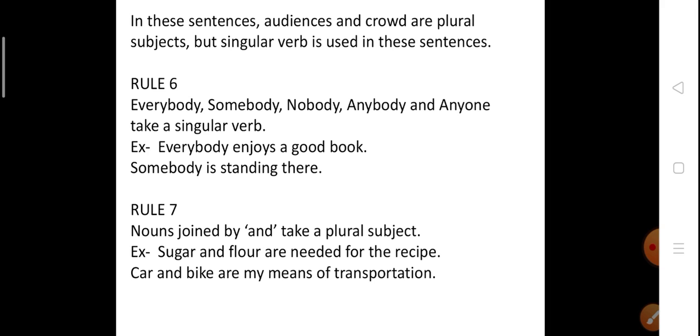Now rule number 7 says nouns joined by and take a plural verb. So whenever 2 or 3 nouns are joined by using the conjunction and, at that time we use a plural verb. For example, sugar and flour are needed for the recipe. Car and bike are my means of transportation. So with these subjects, we are using a plural verb. So this was rule number 7.